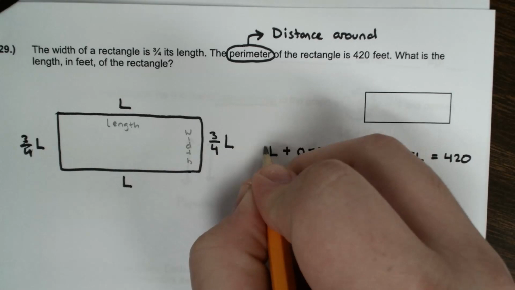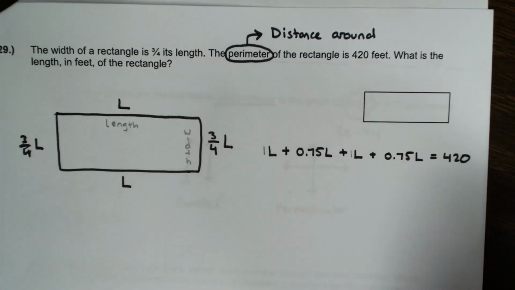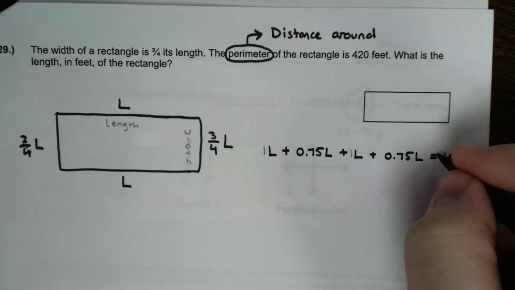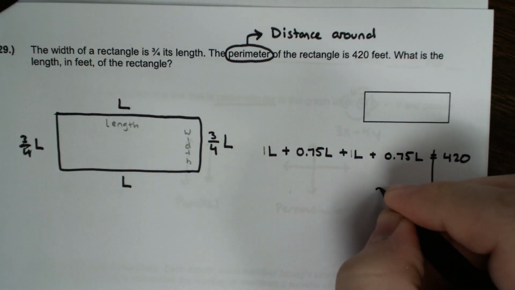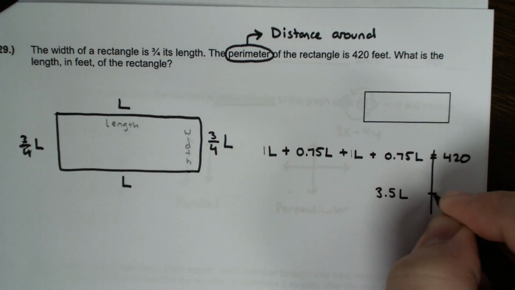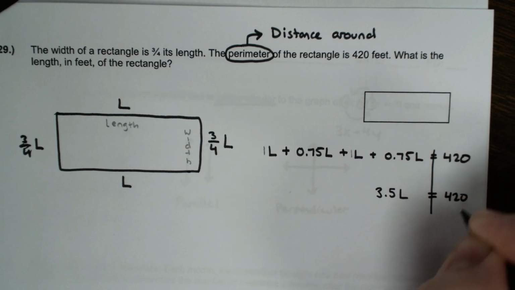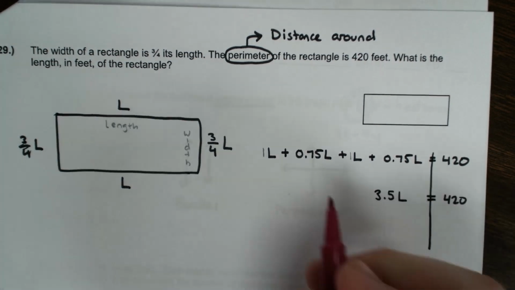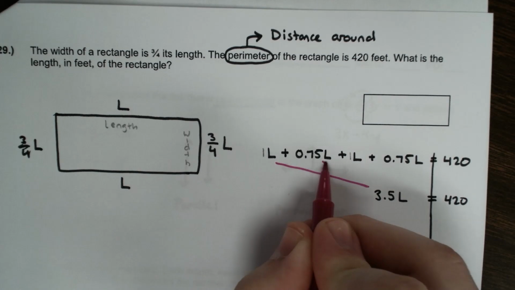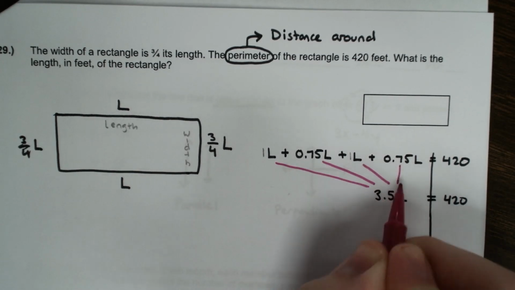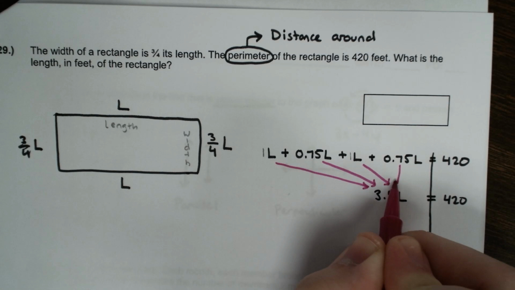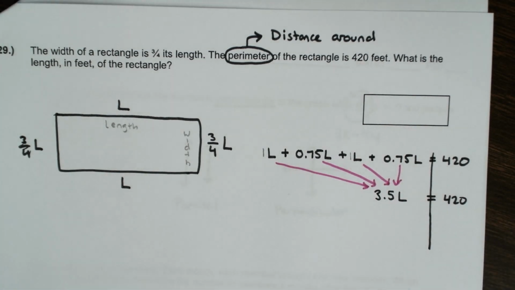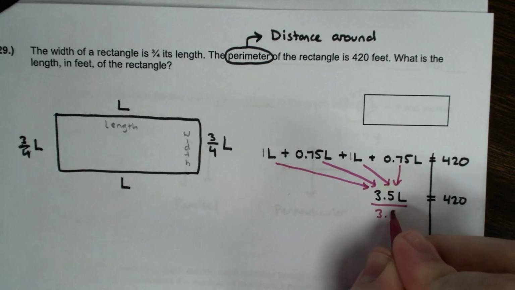Then we've got 1L plus 0.75L plus 1L plus 0.75L. When I combine all those like terms, I get 3.5L equals 420. Again, just combine all your like terms. And then, to solve for L, divide both sides by 3.5.